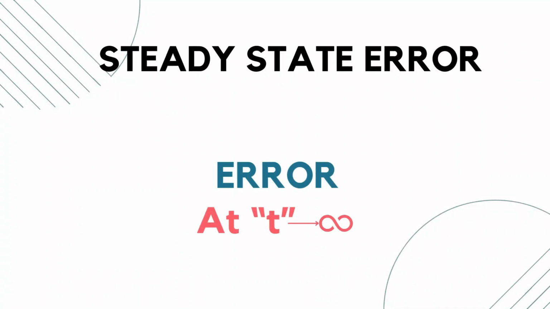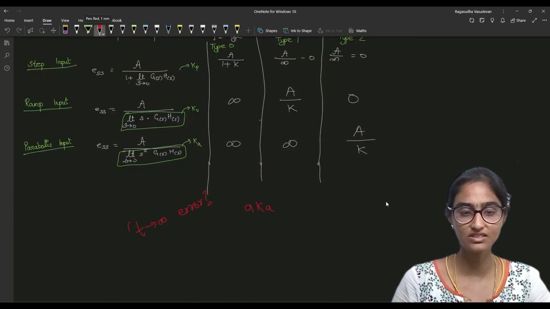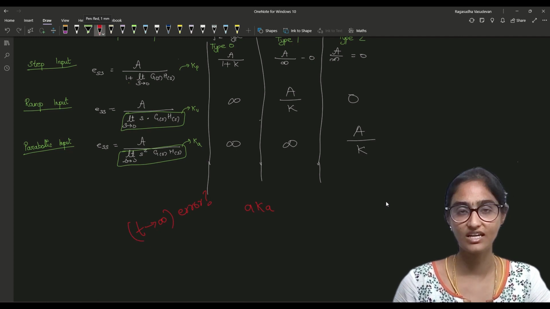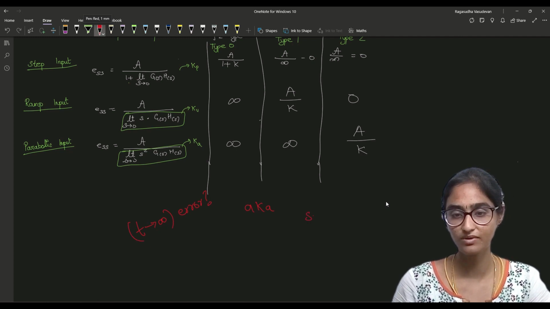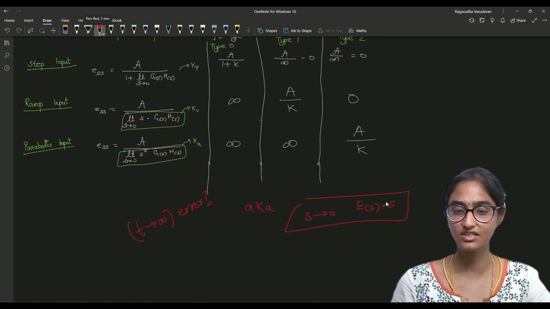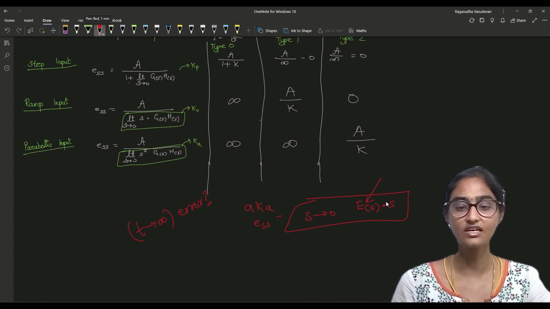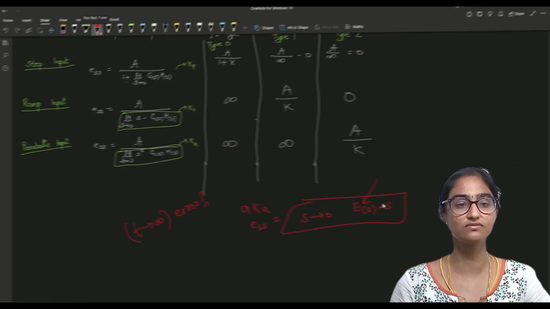At steady state means at t tends to infinity, what is the error? This is called the steady state error. In other words, when you convert this time domain system into the Laplace domain, t tends to infinity will become s tends to 0, and the error term will be E of s multiplied by s. Okay, so this is the steady state error for a given system. We have to find out the E of s separately and then find out the steady state error ESS. We are going to do that in this video.